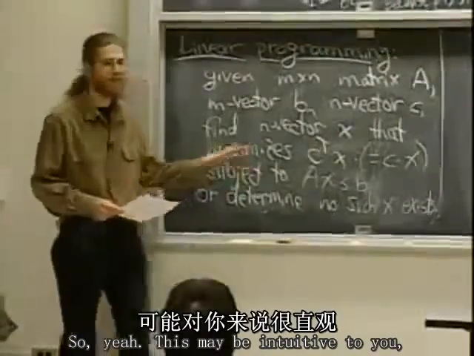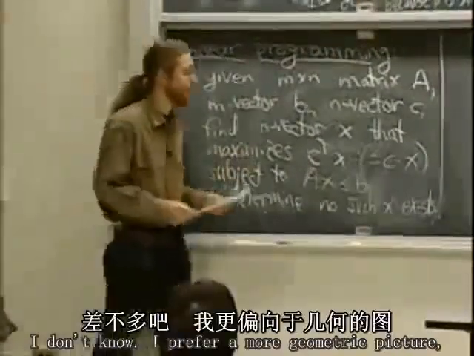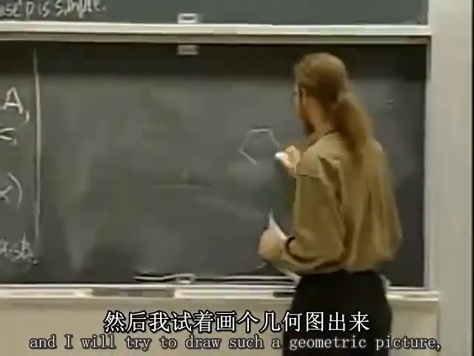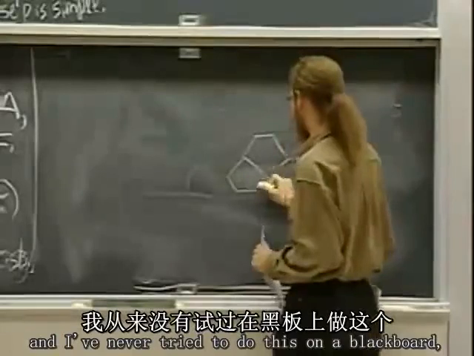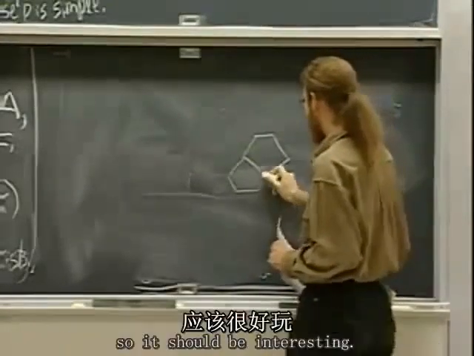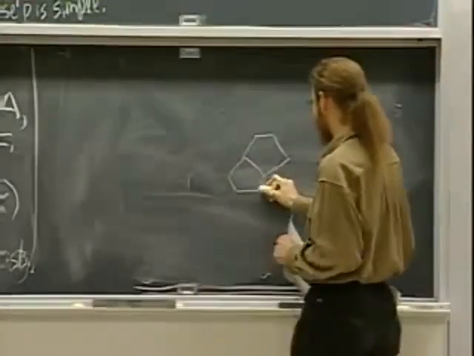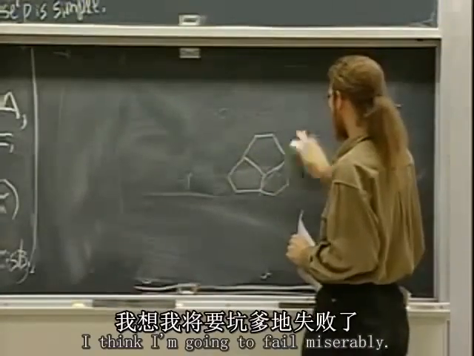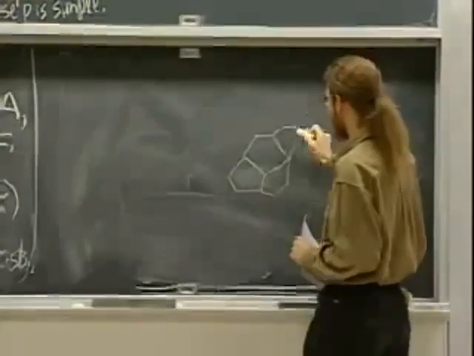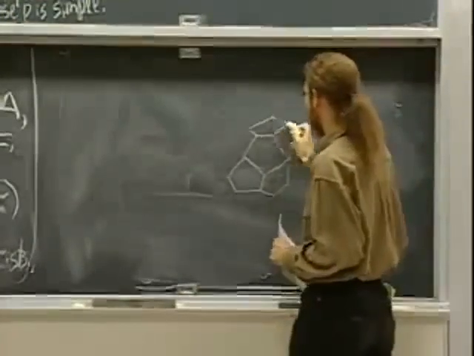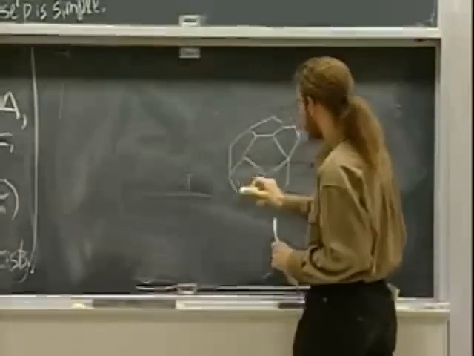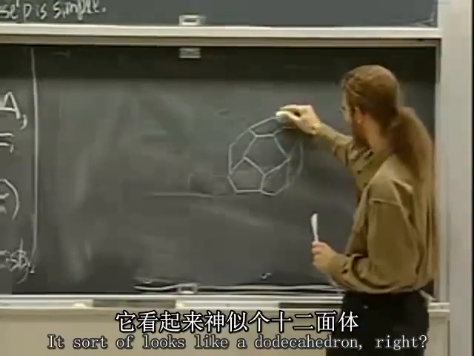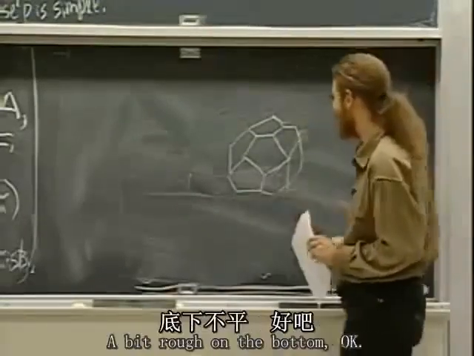So, yeah, this may be intuitive to you. I don't know. I prefer a more geometric picture, and I will try to draw such a geometric picture. I've never tried to do this on a blackboard, so it should be interesting. I think I'm going to fail miserably. Sort of looks like a dodecahedron, right? Sort of, kind of, not really. A bit rough on the bottom.